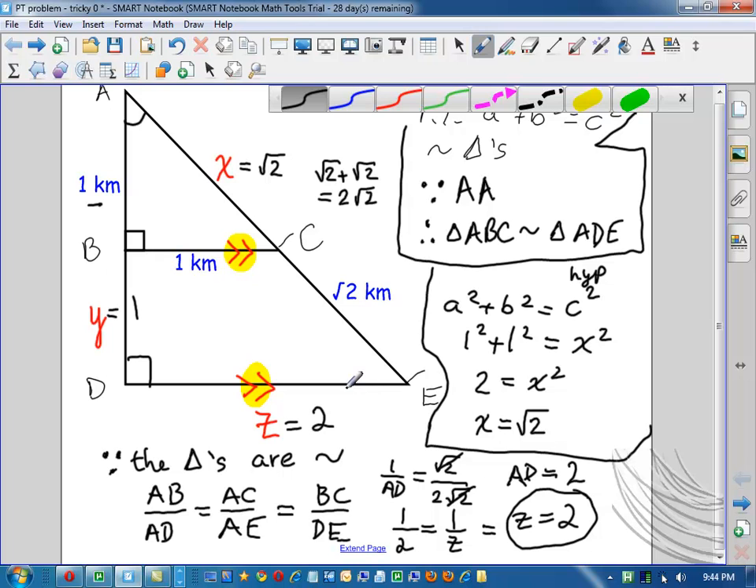So really it's almost like we're multiplying each side. Well, that's what those whole ratios do. We're multiplying this side by 2, this side by 2, and this side by 2 to get the larger side, this side, and this side.